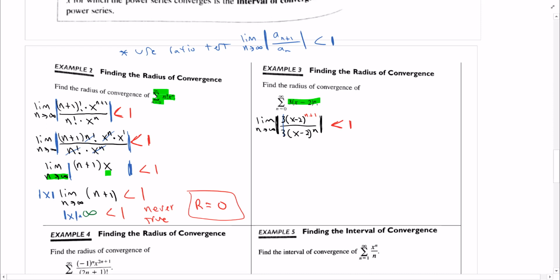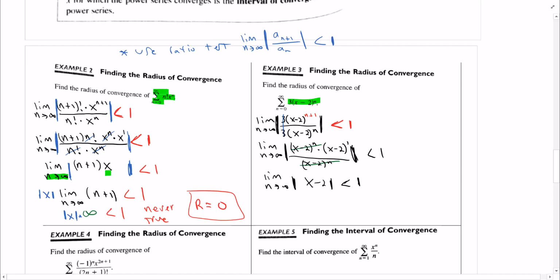All right, so we can cancel those 3's, do our normal tricks, which is writing this as (x minus 2) to the n times (x minus 2) to the 1 over (x minus 2) to the n. You still want to know, when is this less than 1? This will cancel with that. And so we'll be left with the limit as n goes to infinity, |x minus 2| less than 1.